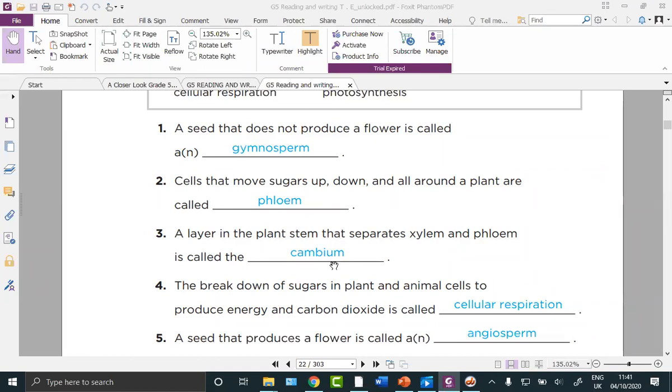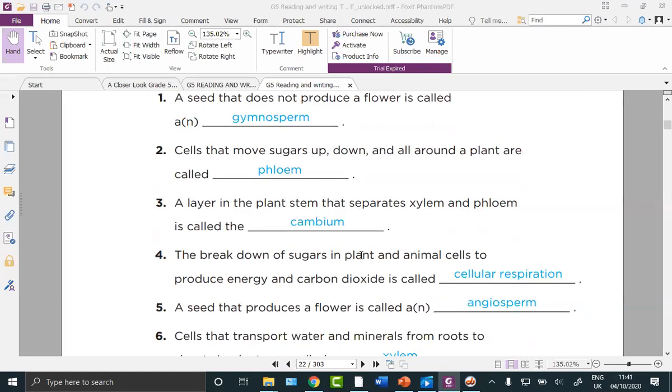Okay. Abdullah Dakkar. Number 7. The process that plants use to produce their food and give off oxygen is called photosynthesis. Yes, thank you. Lower your hand, Abdullah Dakkar.